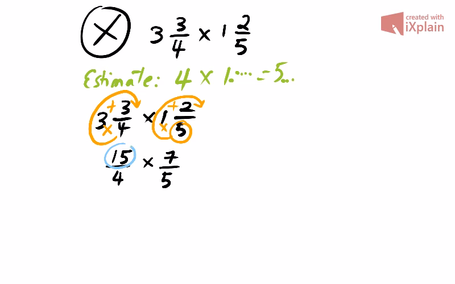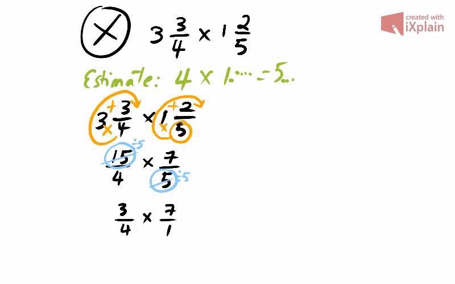So I'll try 15. 15 with 4 I cannot simplify because 4 comes from the family of 2, 15 comes from the family of 3 and 5. But 15 with 5 I can simplify because I see straight away both end in 5. So they are both in the times table of 5. So we're going to see how many 5s go into 15 and how many 5s go into 5. 5 into 15, 3. 5 into 5, 1.